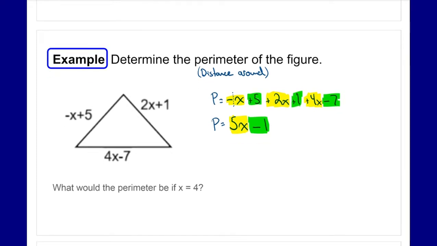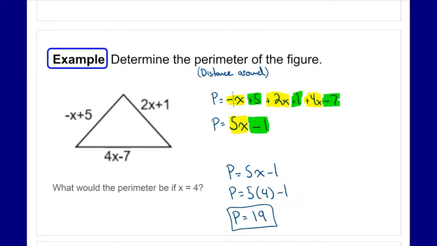The next part says, what would the perimeter be if x equals 4? Now, we do have a simplified perimeter, so when x equals 4, I can take p equals 5x minus 1 and just replace the x with 4. So 5 times 4 minus 1, I get p equals 19. This is similar to the substitution we've done before in a previous lesson.